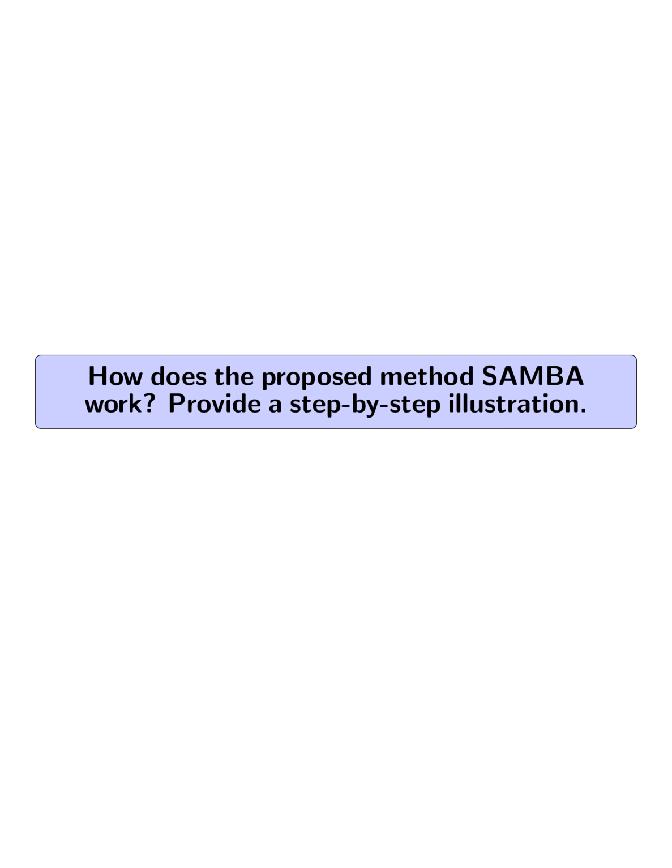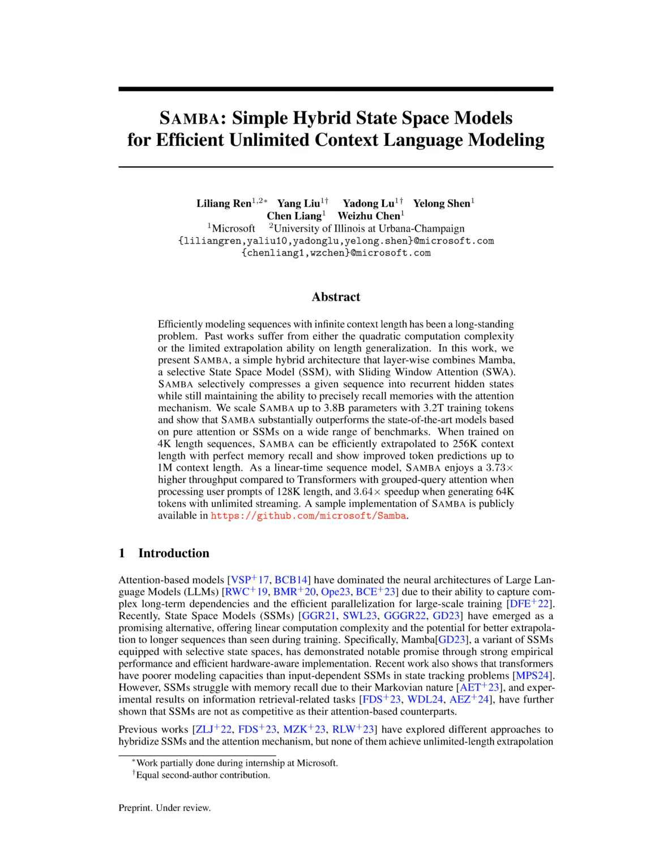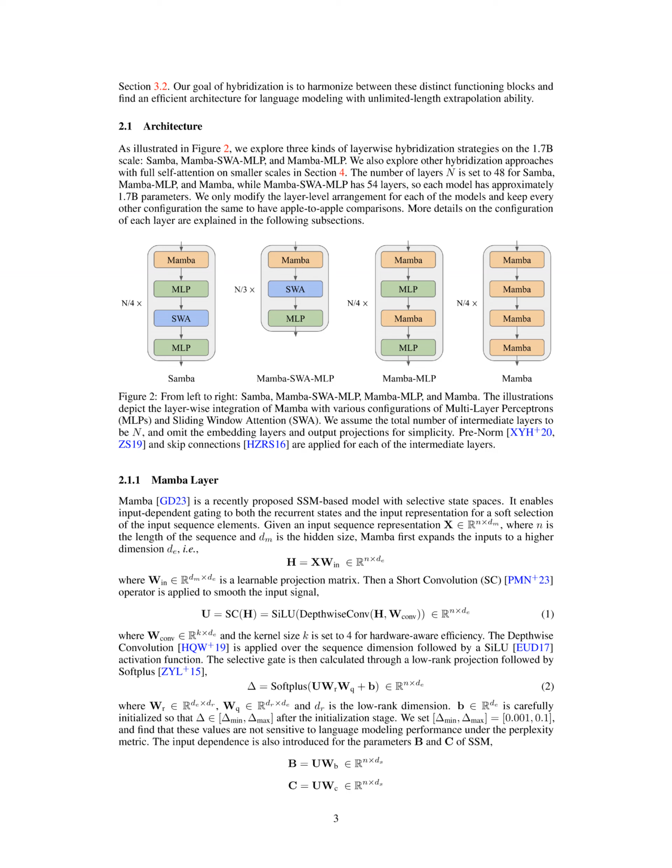How does the proposed method SAMBA work? Provide a step-by-step illustration. SAMBA is a neural architecture that combines state space models, SSMs, with attention-based models to achieve unlimited sequence length extrapolation with linear time complexity. Here's a step-by-step illustration of how SAMBA works.